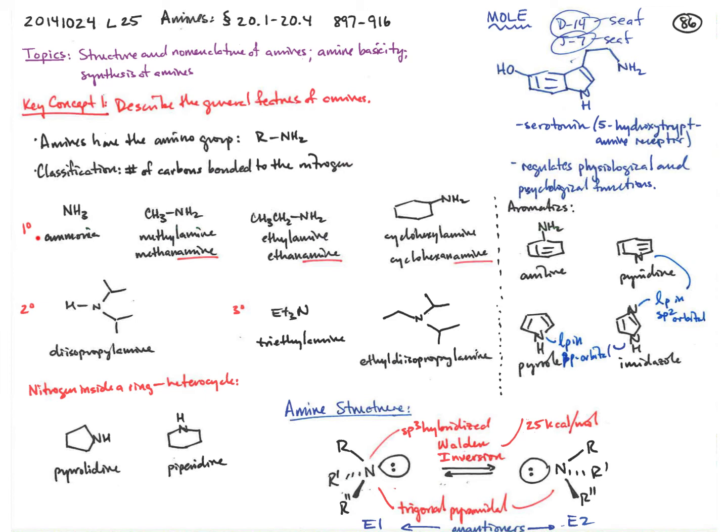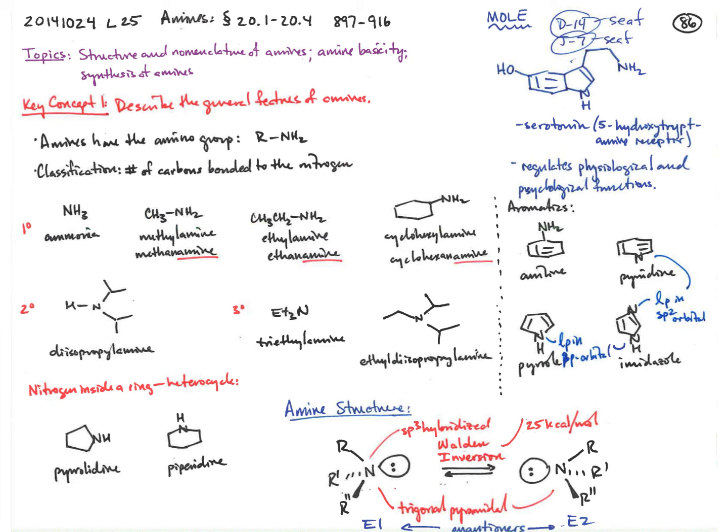So primary amines, such as ammonia, so you have nitrogen plus 3 hydrogens. So methylamine, you're substituting one of the hydrogens for a methyl group. So the IUPAC name would be methanamine. So we're dropping the E from methane and we're adding amine, so methanamine.